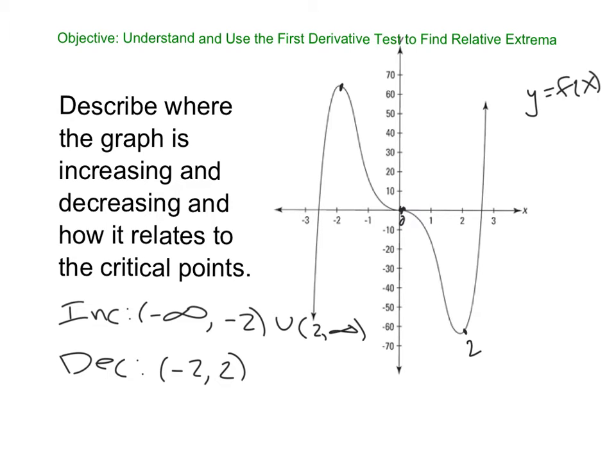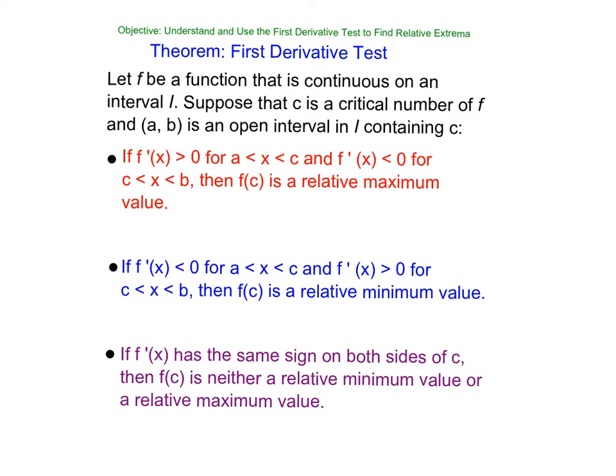Okay, so now where is the relative max and min? Well, the relative max is right here. And what's happening at that point? It's changing from an increasing function to a decreasing function. And then the min is at 2, and at this point, it's changing from decreasing to increasing. And that's what the first derivative test tells us.